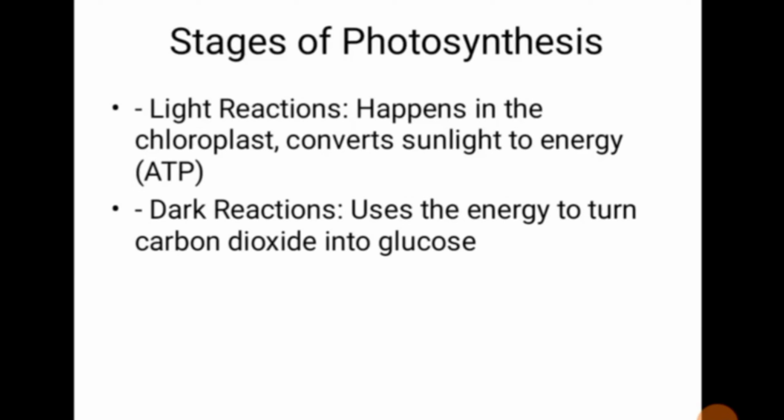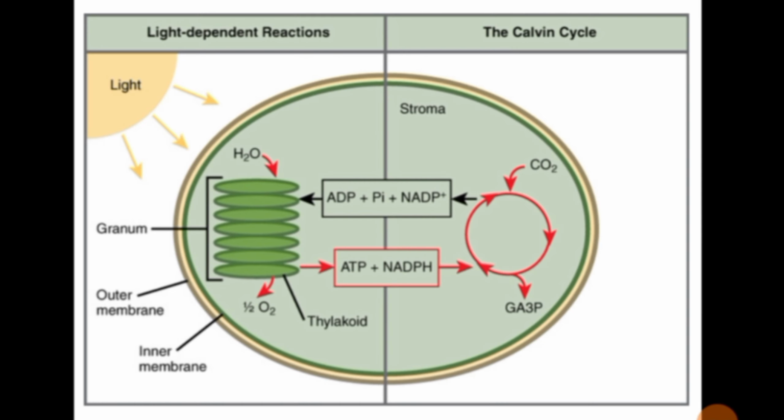The first stage is the light reaction stage, and it happens in the chloroplast. Both the light reaction stage and the dark reactions occur in the chloroplast. But the light reaction stage occurs in the thylakoid of the chloroplast, while the dark reaction stage occurs at the stroma of the chloroplast. Now let's move on to see how this really looks.